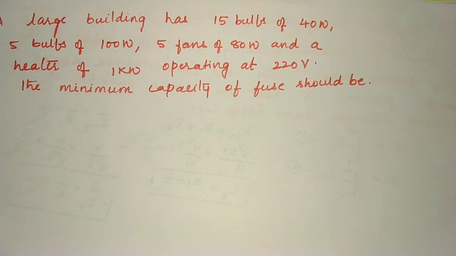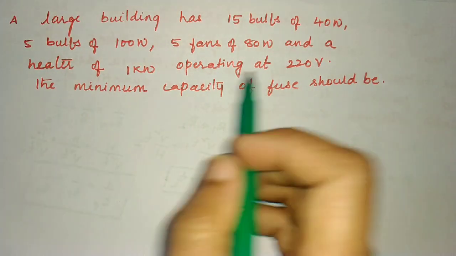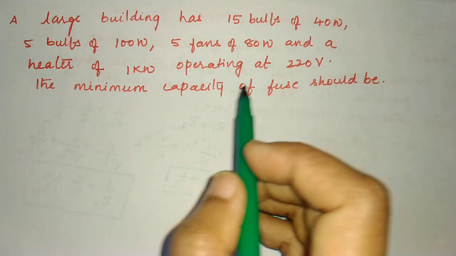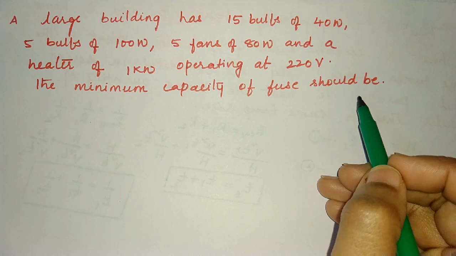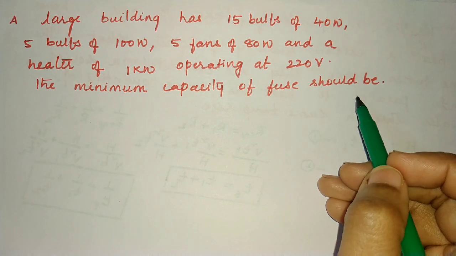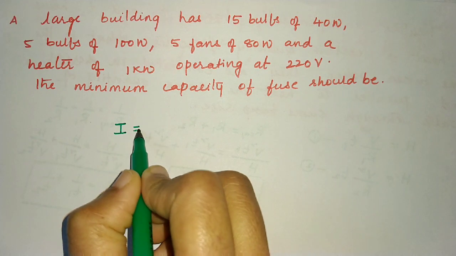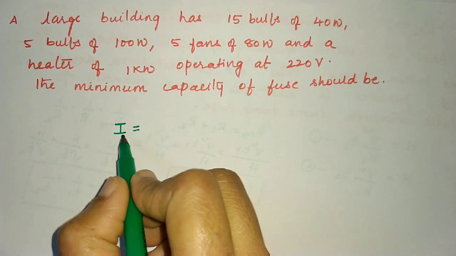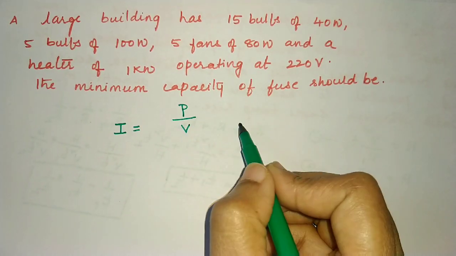Okay, so there is a large building which has 15 bulbs, 40 watt, all these power ratings are given. And they are asking you to find out what should be the minimum capacity of the fuse that we have to use. So first let us suppose what is the total maximum current drawn by this combination. We know maximum current will be equal to total power divided by total voltage.